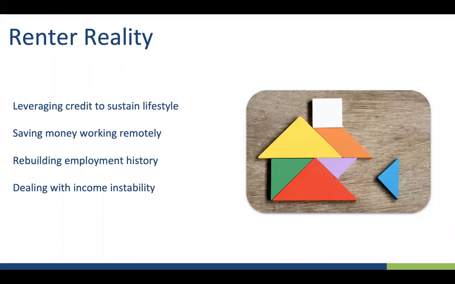For those that are leveraging credit, maybe it's because they're rebuilding employment history. There's been some employment instability this year. Maybe some of them are dealing with income instability. Hours were cut, bonuses were cut, overtime cut, things like that. So we need to be mindful of those things too, and what the impact is going to be, which is going to be cash to close issues, qualifying ratio issues. Well, guess what a down payment assistance program can directly help with? Cash to close and qualifying ratios. We've been through all that now.